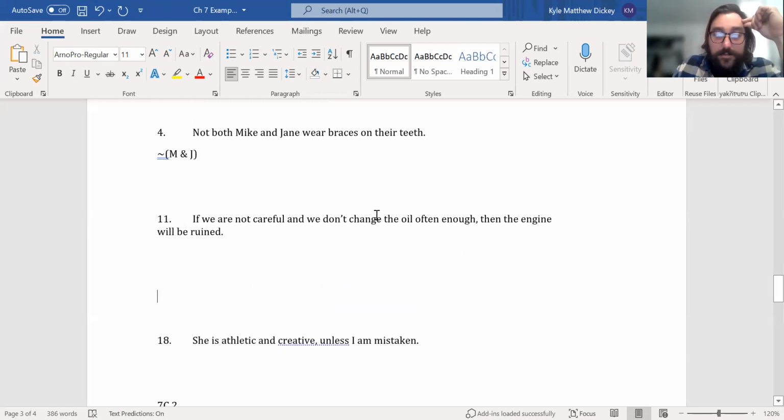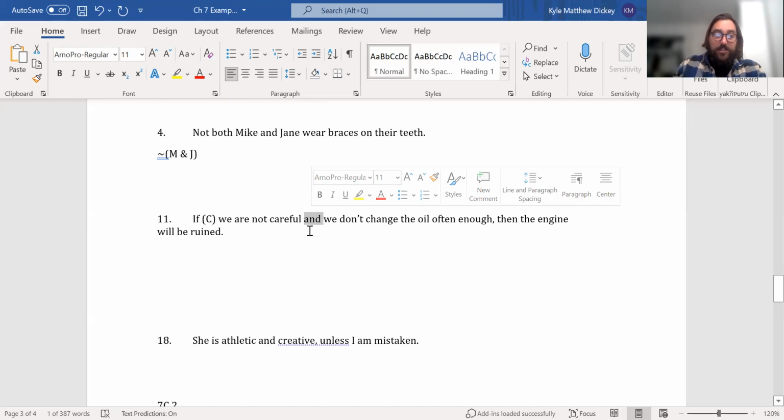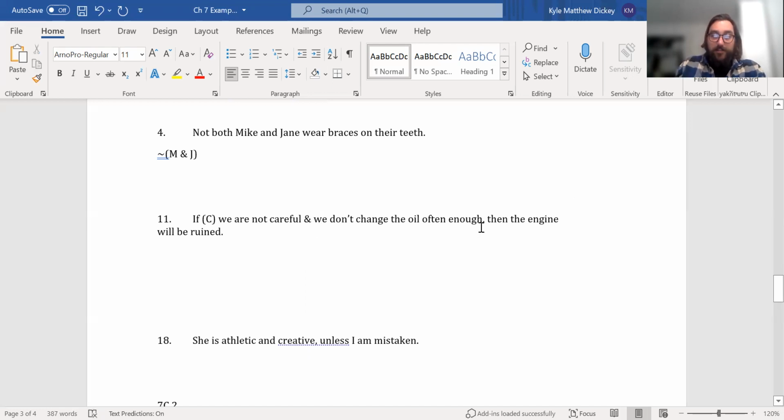All right, what about this one? If we are not careful and we don't change the oil often enough, then the engine will be ruined. All right, so let's get some letters here. We'll call this one C, so we need to be careful. And then here's an and, so we can just change that to this, and we don't change the oil often enough. Okay, so let's call this O for oil. And then we've got then, so nice, we've got the arrow. The engine will be ruined. Okay, cool. Let's just call this E.